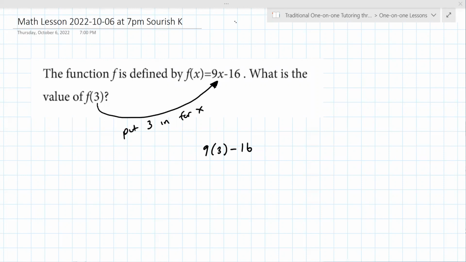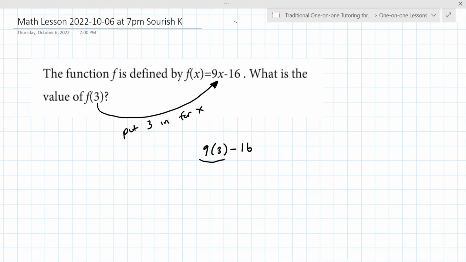Okay, let's continue. All right, so what is 9 times 3 minus 16? 9 minus 3 minus 16. Yes. I actually, you have to multiply 9 times 3 because of parentheses.